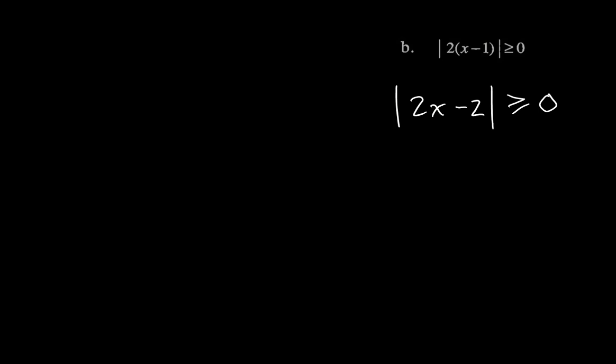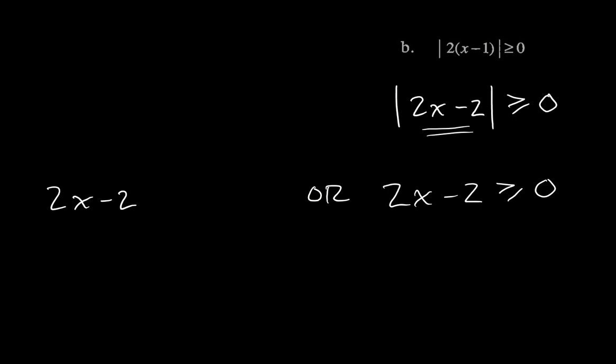Well, on the positive end, if I think about this being the positive 0, I could say 2x minus 2 is greater than or equal to 0. And on the other side, this is funky looking, 2x minus 2 is less than or equal to negative 0. There's no such thing as negative 0. Let me solve both of these. That's just 0, right? So 2x is less than or equal to 2. x is less than or equal to 1.